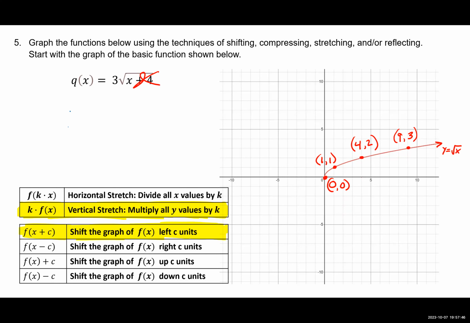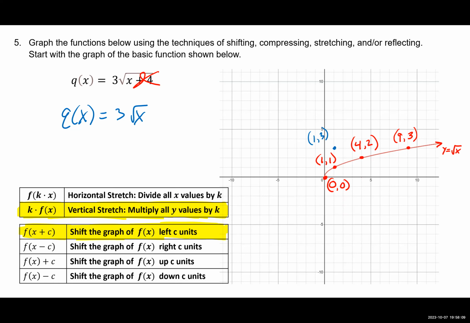I'm going to write it in blue. Q of x equals 3 times the square root of x. Well, every y value is getting multiplied by 3. The x values stay what they are. So the point 1, 1 becomes the point 1, 3. We multiply the y value by 3.